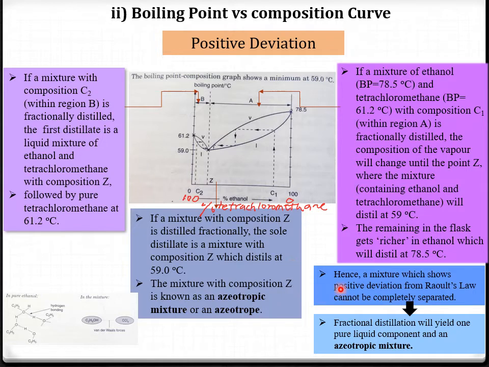Okay, so a mixture which shows positive deviation from Raoult's law cannot be completely separated. The fractional distillation will yield one pure liquid component and an azeotropic mixture.